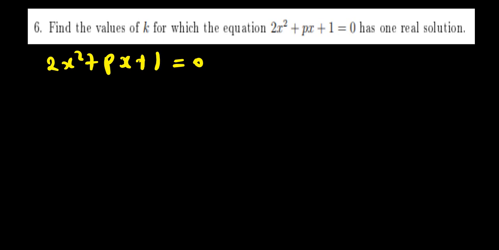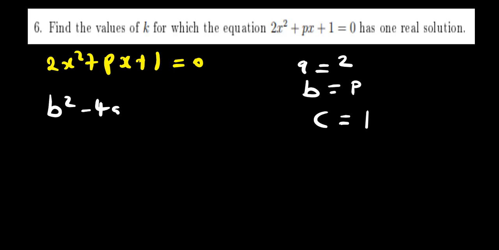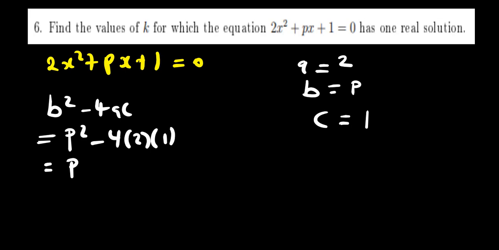So let's get the values of a, b, and c. Our a in the expression is 2. Our b in the expression is p. Our c in the expression is 1. So to find the discriminant, we say it's b squared minus 4ac. We replace b with p, so p squared minus 4, our a is 2, our c is 1. So we have p squared minus 4 multiplied by 2, that is 8, multiplied by 1, that is 8. So we have 8 here.